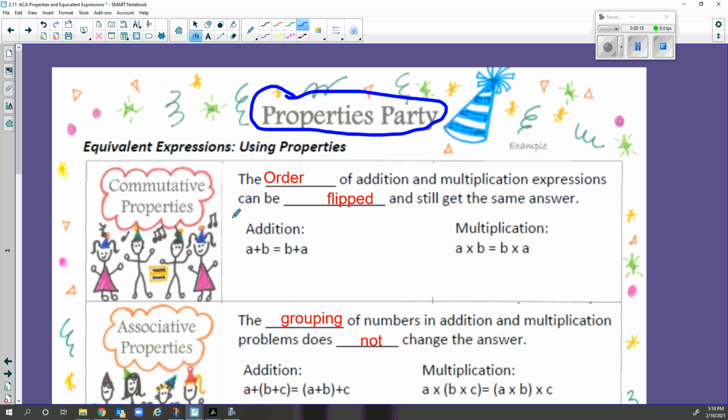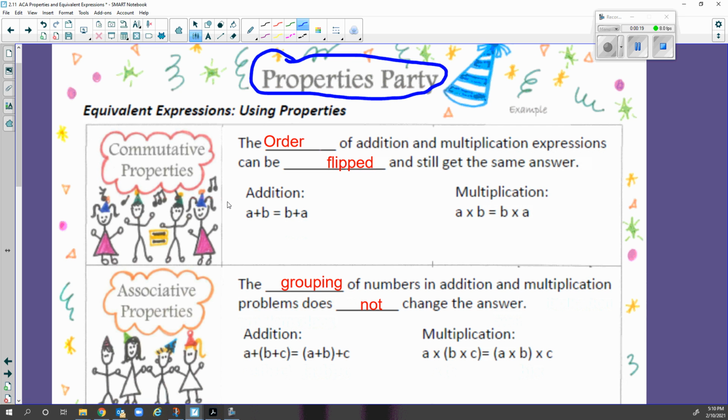So, the first property I want to talk to you about is the commutative property. What the commutative property does is it talks about the order of addition and multiplication expressions can be flipped or rearranged to still get the same answer. So we model that by saying a plus b is the same as b plus a. If we fill that in with real numbers, that'd be like saying 3 plus 5 is the same as 5 plus 3. Either way, we're still going to get 8. Doesn't matter what the order is.